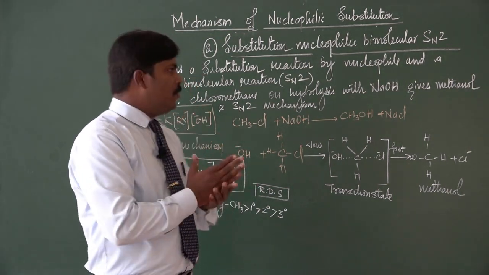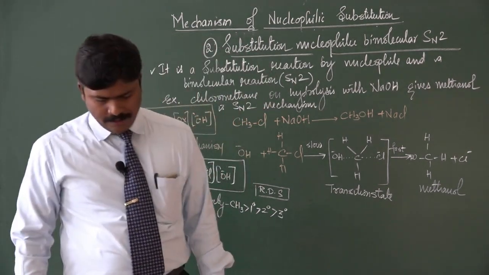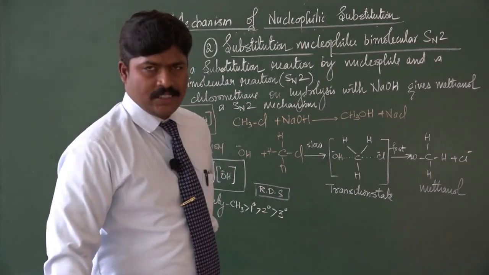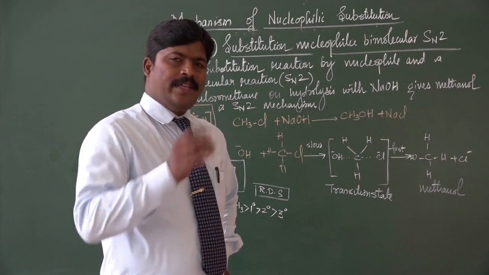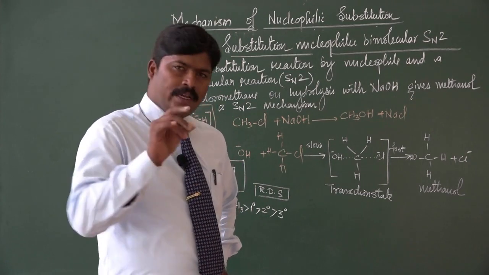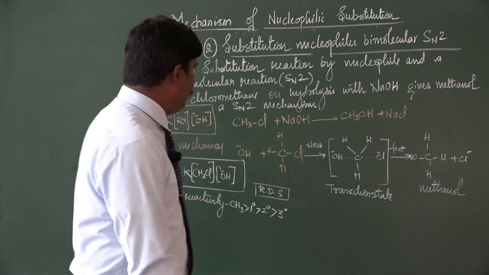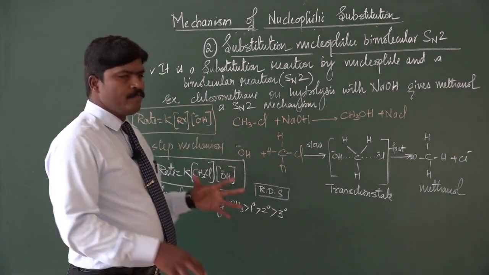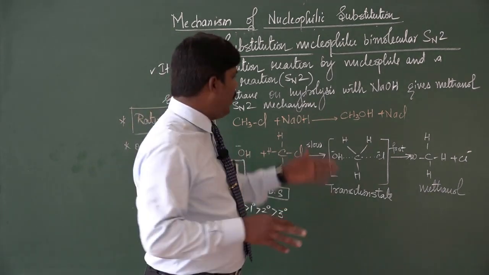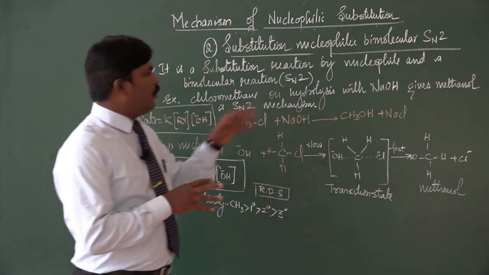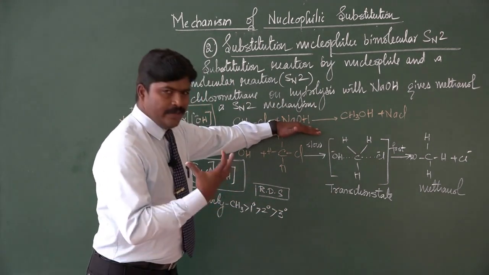It's called bimolecular nucleophilic substitution, SN2, very important. Many times this question has been asked in the examination. Either they will ask to explain the SN2 mechanism, or with an example explain the SN2 mechanism, or write the steps involved in the SN2 mechanism. So I will give a brief explanation once again. The example I have taken is chloromethane, CH3Cl, on hydrolysis with aqueous NaOH gives methanol. The example I have written here, but we will investigate the mechanism.